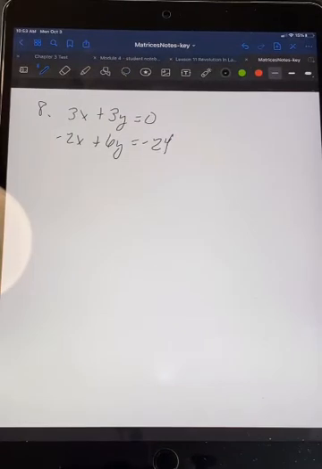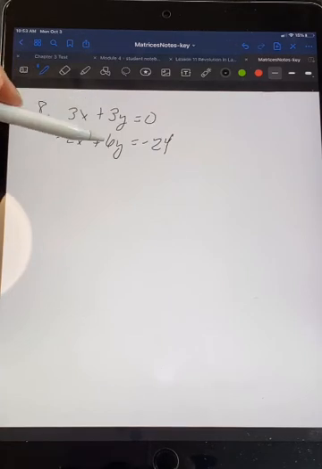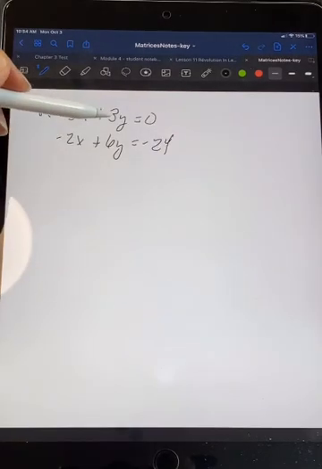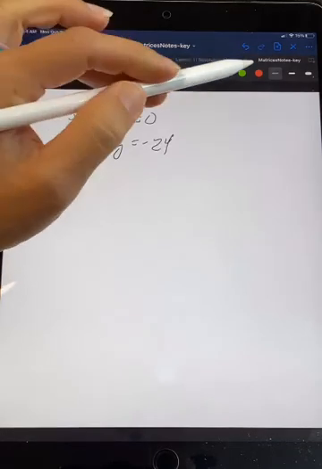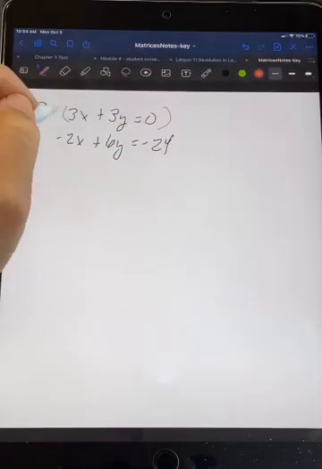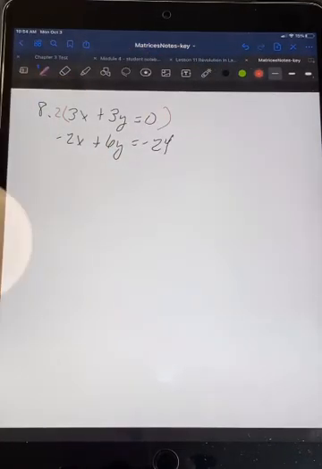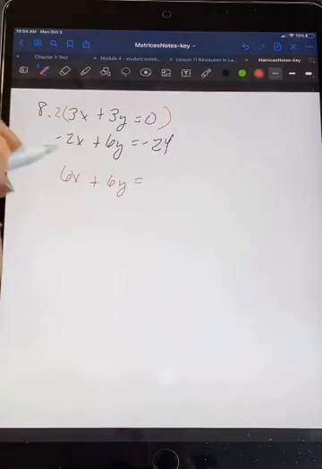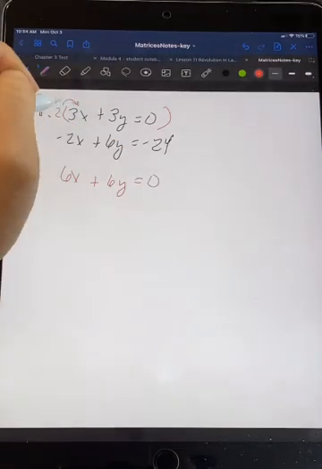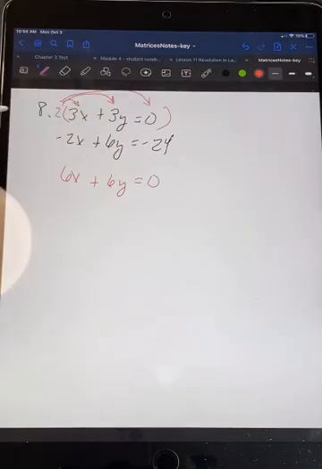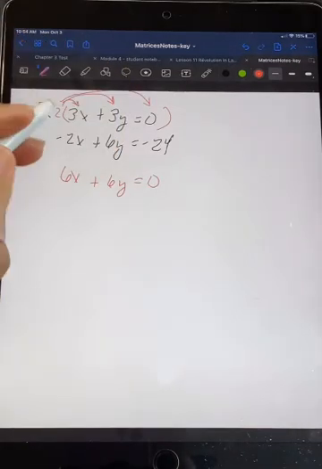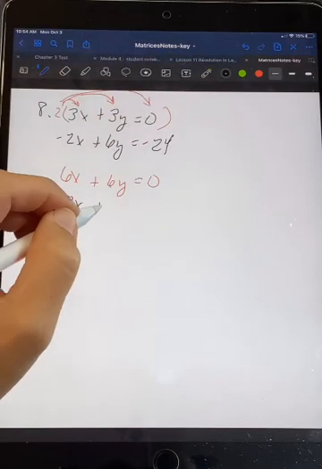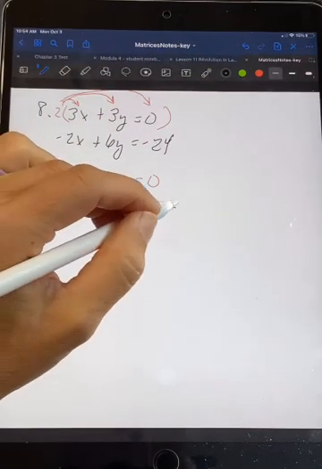Now on 8, same thing. We're going to look at our coefficients, and we're going to see, is there anything we can go ahead and cancel out? I've got a 3 and a 2. Those won't cancel. I've got a 3 and a 6. Those won't cancel. However, I notice that 3 is just half of 6. So again, I'm going to multiply my entire top one by 2, and I'm going to get 6x plus 6y equals 0. I did distribute it across, but 2 times 0 is still going to be a 0. Okay, and then I'm going to have my original equation, negative 2x plus 6y is equal to negative 24.